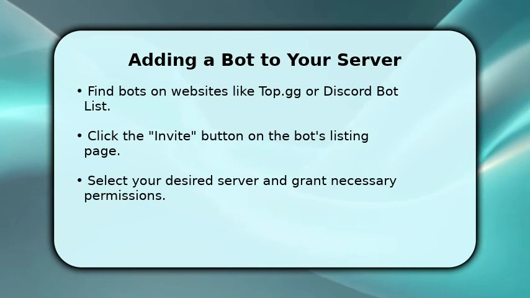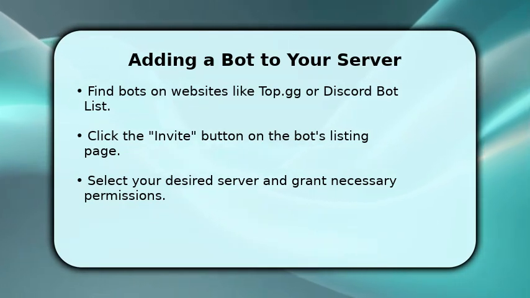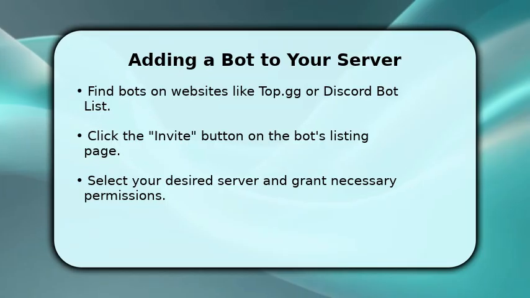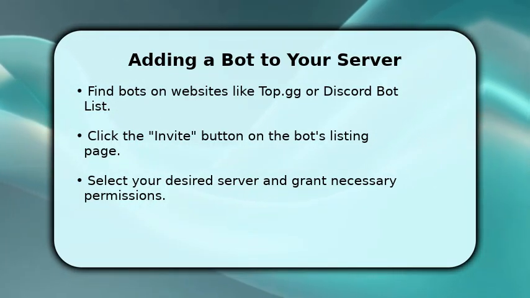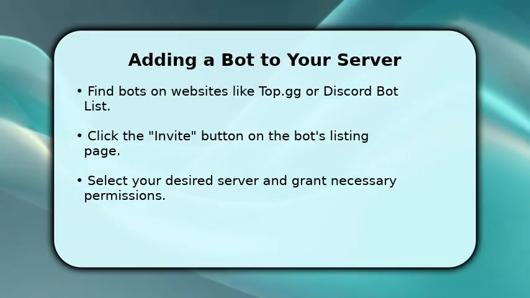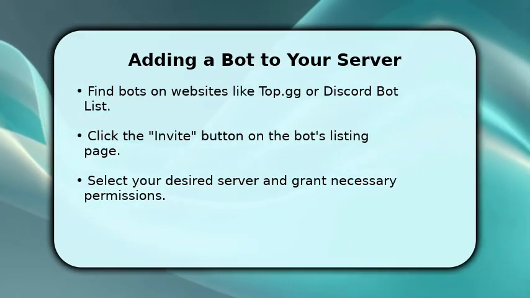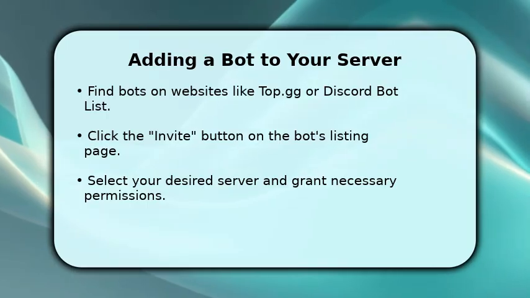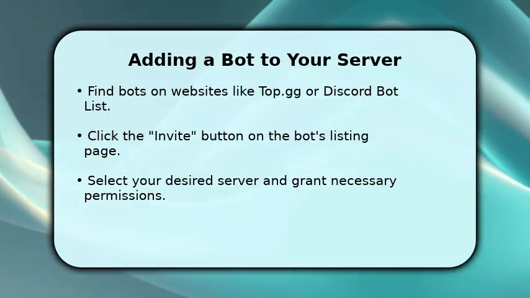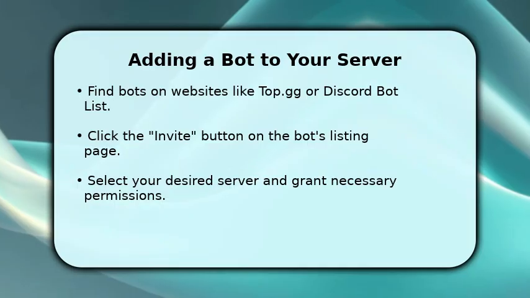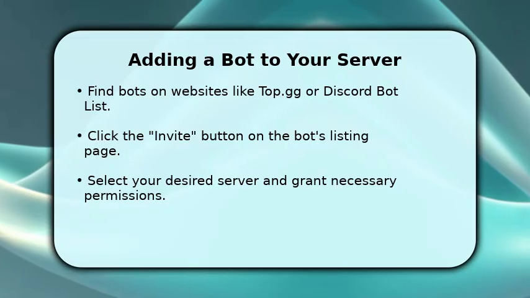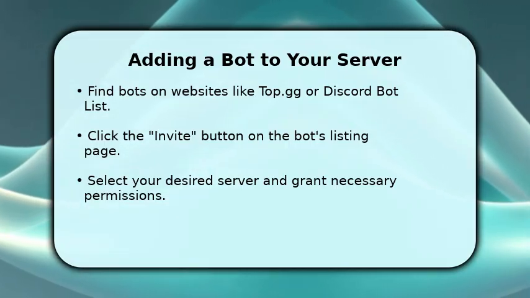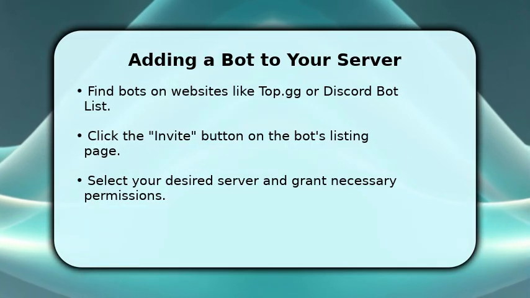To add a bot, first, you'll need to find one that suits your needs. Popular bot listing websites like top.gg offer thousands of options. Once you've chosen a bot, click its Invite button, which will redirect you to Discord's authorization page. Here, you'll select the server you wish to add it to and review the permissions it requests. Always ensure you trust the bot and its developers before granting access. Finally, confirm the authorization, and the bot will join your server.